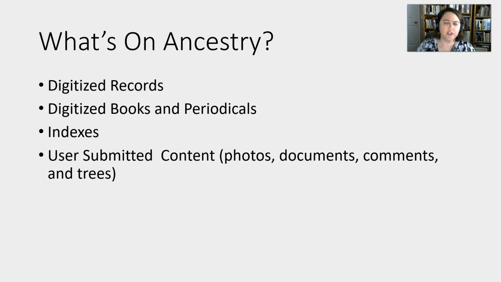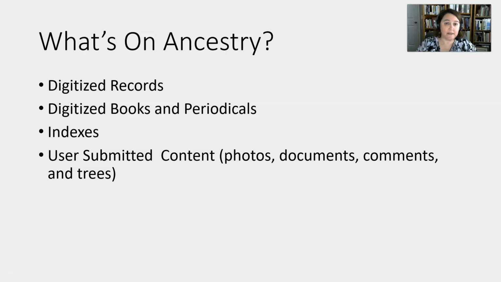So first, what I want to talk about is what's on Ancestry. And the reason I want to talk about this is because that can help us as we search. So this might seem like, well, what do you mean what's on Ancestry? Well, Ancestry has digitized records. And you know that. You love digitized records, right? So those are records and they come from all kinds of different places, and we'll talk about that in a second. They also have digitized books and periodicals, and that's not always so obvious because they don't have a collection called digitized books and periodicals, but they are found throughout the collection.